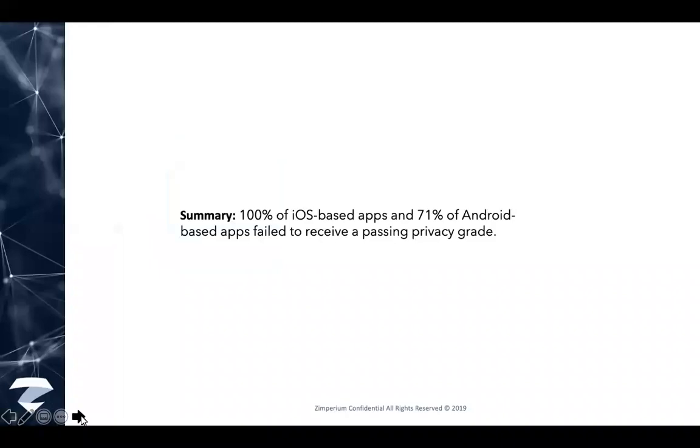100% of iOS apps and 71% of Android apps failed to receive a passing grade. And again, remember from our scale, a 35 and below was a passing grade. So basically 100% and 71% failed to receive a passing grade. So pretty serious in terms of ramifications, especially when you consider some of the PII that's associated with dating apps.